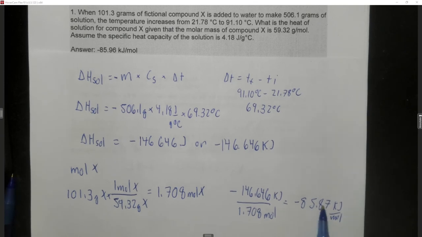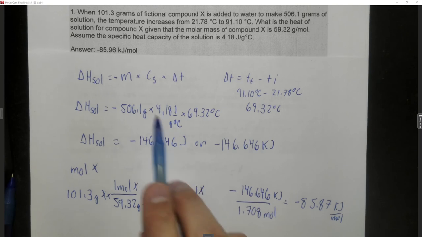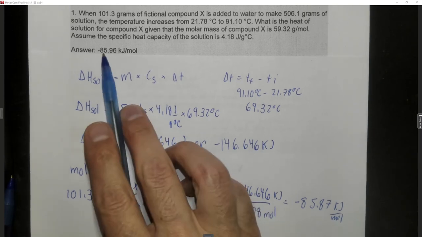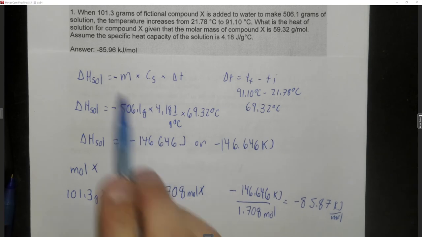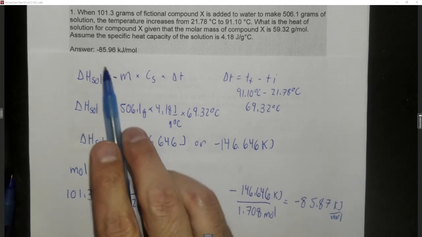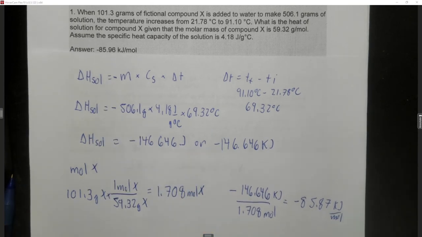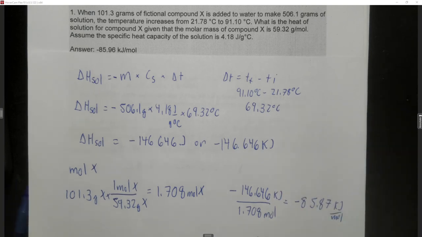One, you can make an argument that this should only be 3 sig figs, because this is 3 sig figs, and here we have 4. The other thing is, you'll notice they don't come out exactly the same, okay? They're very close, but they're not exactly the same number, and that's just due to rounding, all right? We're just rounding differences in the calculations. So this is how we could find the heat of solution in terms of kilojoules per mole.